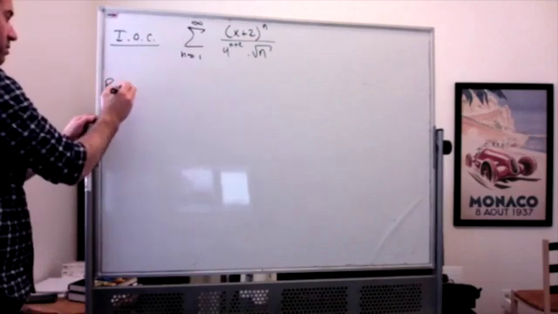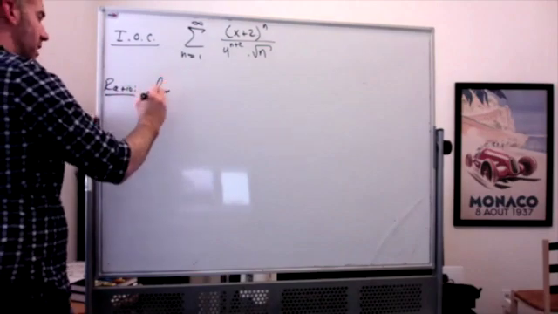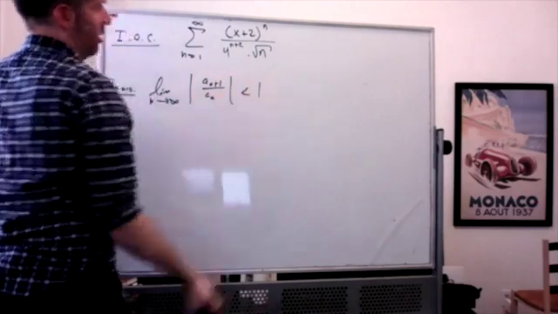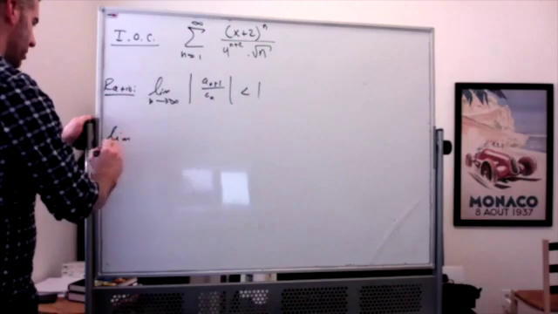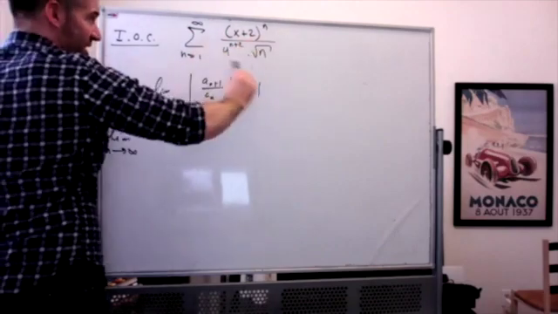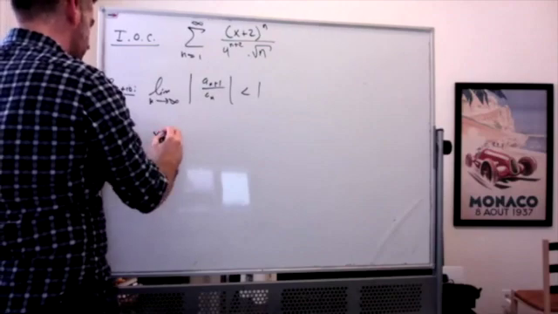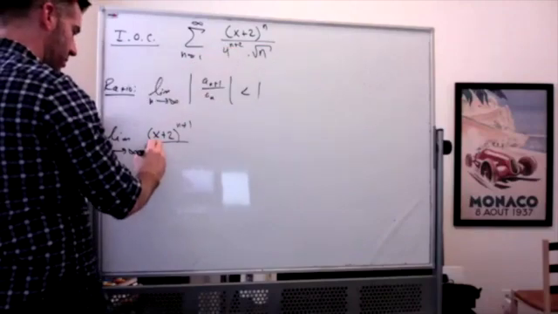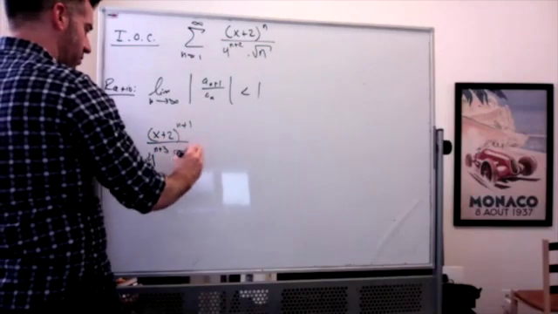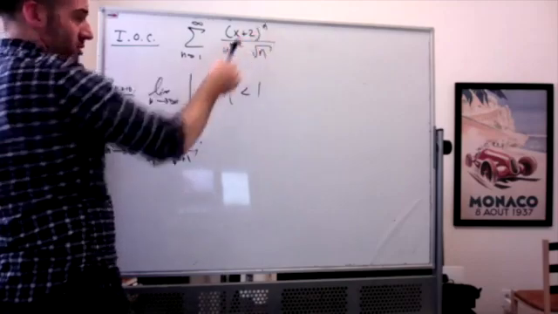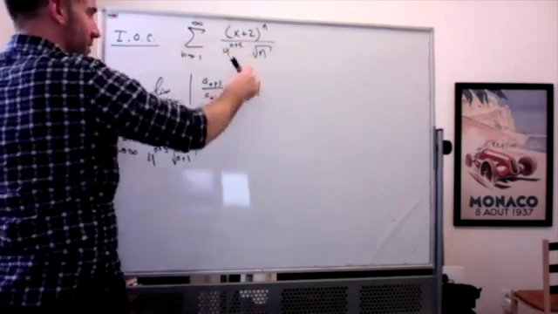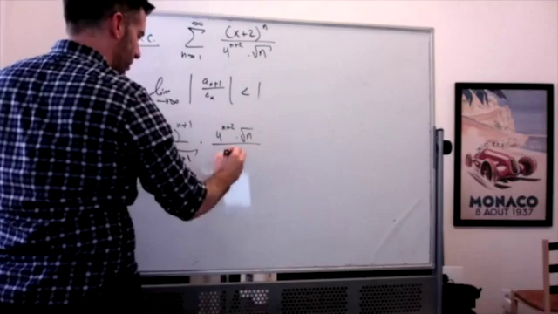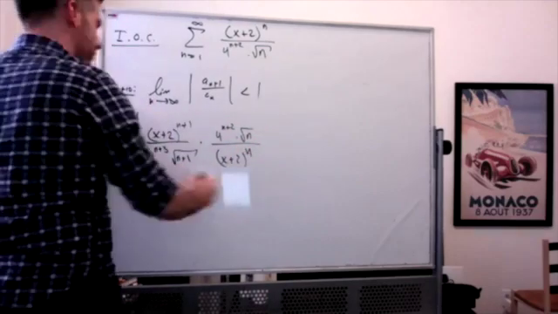So for the ratio test, we want the limit as n goes to infinity of the absolute value of a_(n+1) over a_n to be less than 1. So that's the limit as n goes to infinity of (x plus 2) to the n plus 1 over 4 to the n plus 1 plus 2, so 4 to the n plus 3, and the square root of n plus 1, times the reciprocal of a_n, which is 4 to the n plus 2 times the square root of n divided by (x plus 2) to the n, in absolute value.